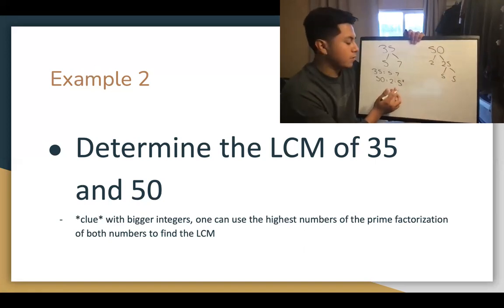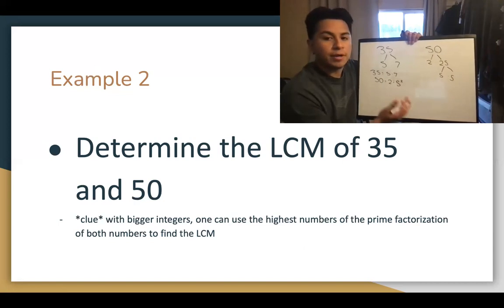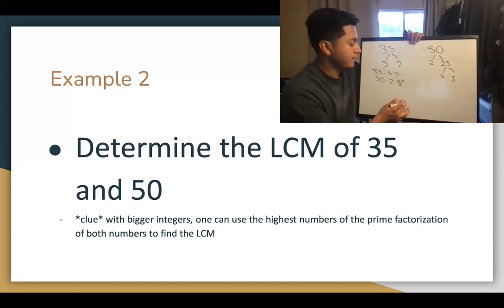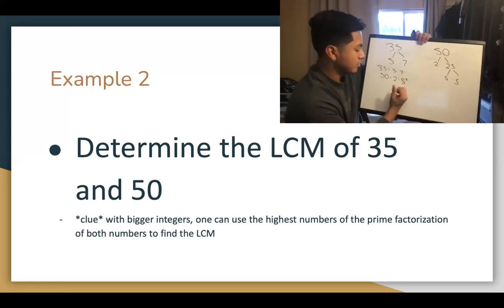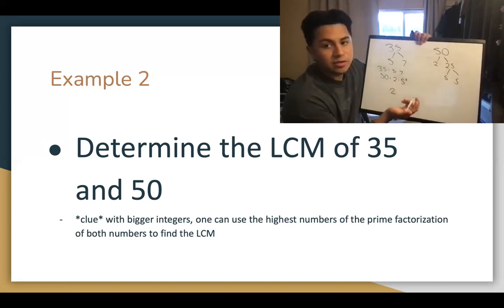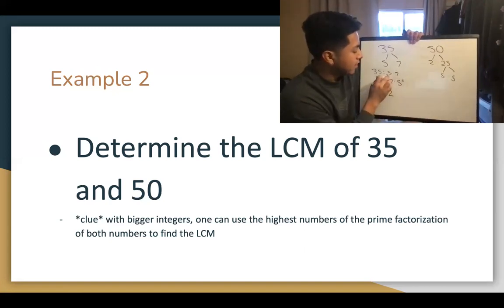So whenever we're finding the LCM for bigger numbers, what we have to do is basically use the highest power of each prime factor across all the numbers. So we're gonna start off with 2. As you guys can see, there's no other 2. So basically we're gonna use this 2 right here. And then we move on to the next number, which is 5. 5 is the same thing as 5 to the power of 1. So we're going to keep it as 5 to the power of 1.